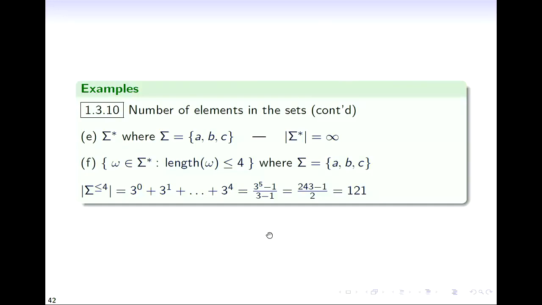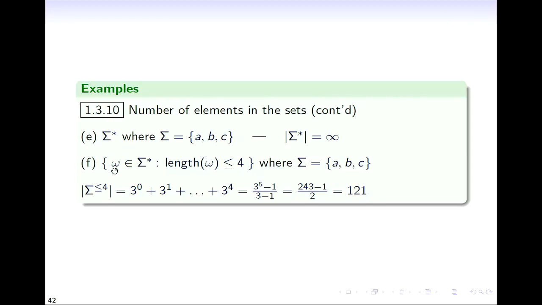To complete this, and then probably to have a break for today's lecture, let's have a look at these exercises here. I'm just straightforwardly giving the solution just to show you more examples. If sigma is this set {a, b, c}, then sigma star is the set of all words that you can build over sigma, that is from letters a, b, c. The size of this set is infinite because you haven't restricted the length at all.